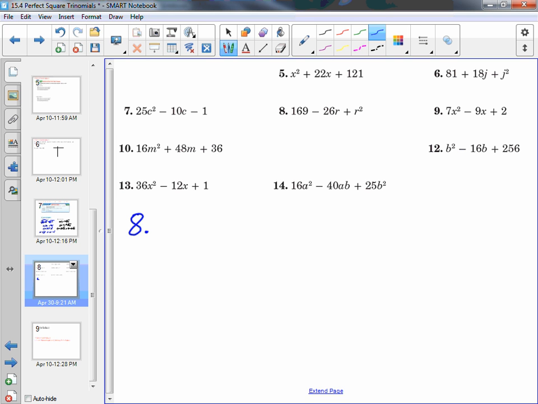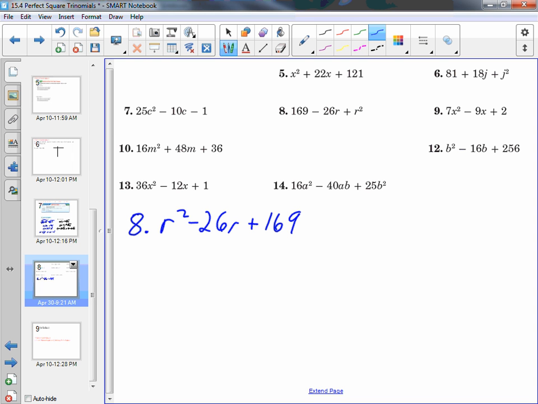I'm going to reorder that. The book factors these in that order. I'm not going to. I'm going to make that r squared minus 26r plus 169. Then I'm going to see whether or not this is a perfect square trinomial. Is the first term here something squared? Yeah, it's r squared. So in your mind, you need to be thinking, oh, that means a is r. Is the last term a perfect square? Yeah, it's 13 squared. So doesn't that mean that b is 13?